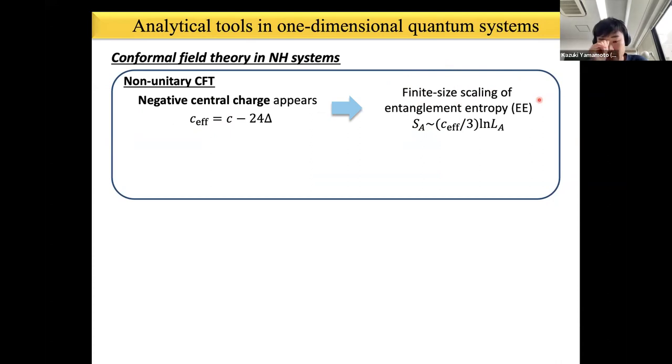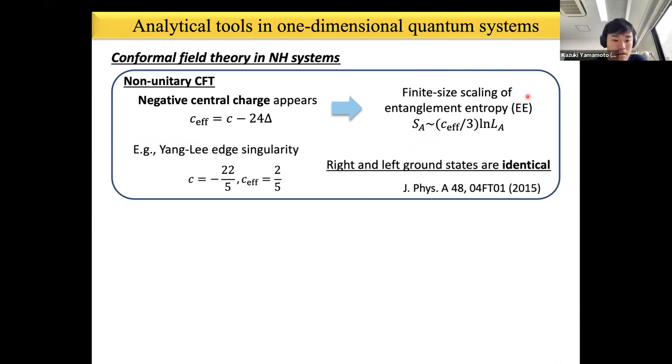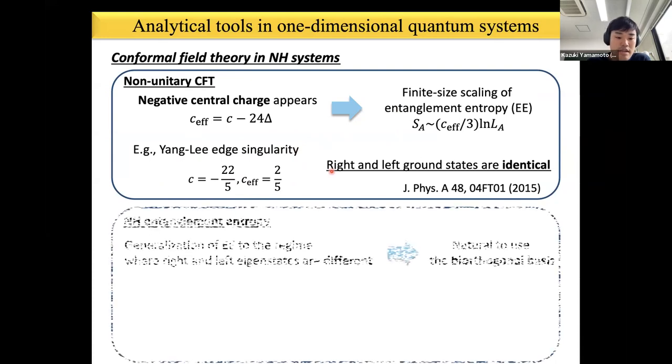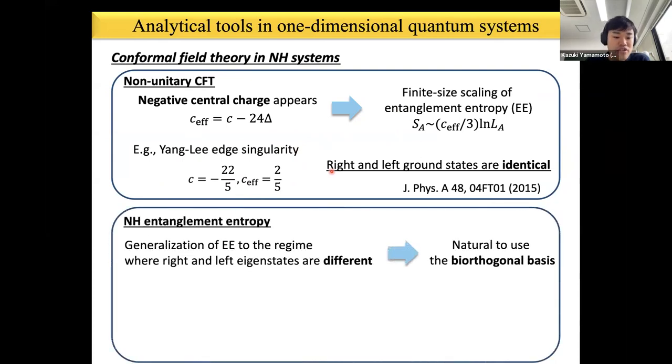Here we focus on the entanglement entropy in non-Hermitian systems. Okay, the famous example is the Yang-Lee edge singularity. And in this phenomenon, we see the true central charge is negative, but the effective central charge is positive, and it gives the entanglement entropy scaling. Important point is the right and the left ground states are identical, though the system is non-Hermitian. So natural question is how to generalize the entanglement entropy to the regime where the right and the left eigenstates are different. Here we call it the non-Hermitian entanglement entropy.